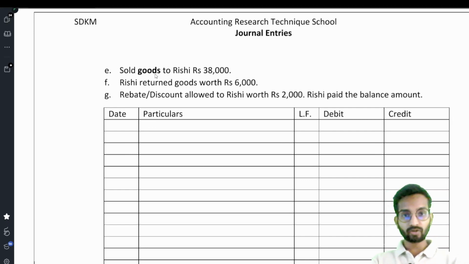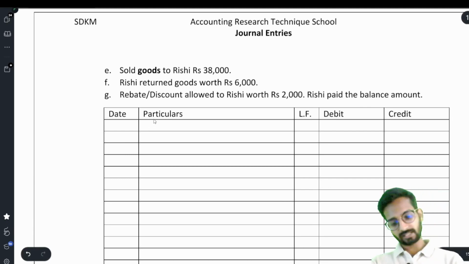If we are selling goods, we will use one particular account, and that is sales account. It is Rishi account debit to sales account 38,000.